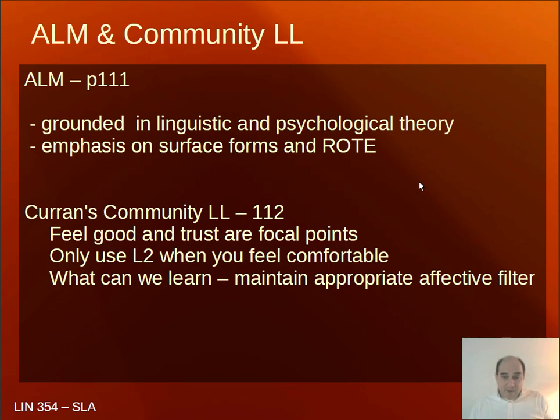Another method that came out a little after that was community language learning. And community language learning, although it did stress the oral as well, also stressed the concepts of feeling good and trusting, and that you wanted to have a low affective filter so that you could learn. The belief was that second language learners would only be able to learn when they felt comfortable, when they felt relaxed, when their filter was low.